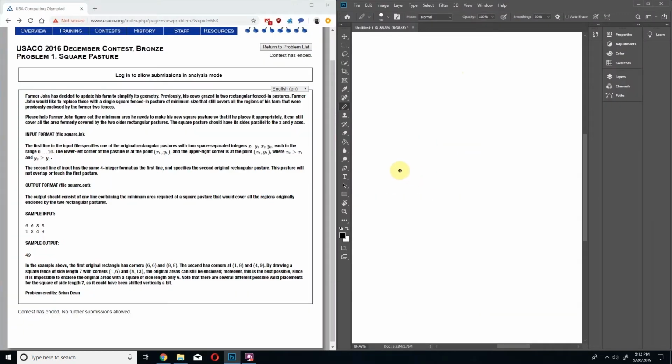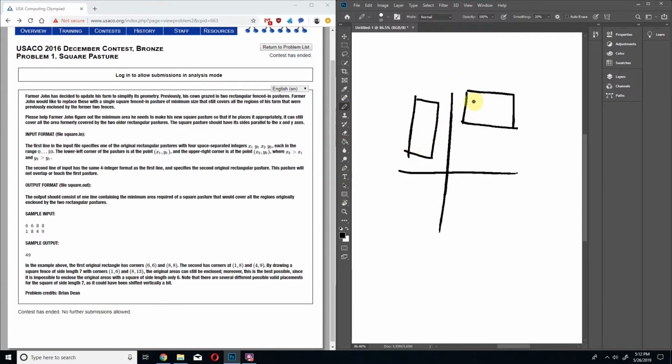So let's draw our x and y axes. And now let's draw our rectangular enclosures. Okay, now that we have our rectangular enclosures, we want a single square that could hold both of them, which would look something like this. Okay, so what we notice about the square's side length is that it kind of looks like it's the distance from here to here, which we'll call D1.